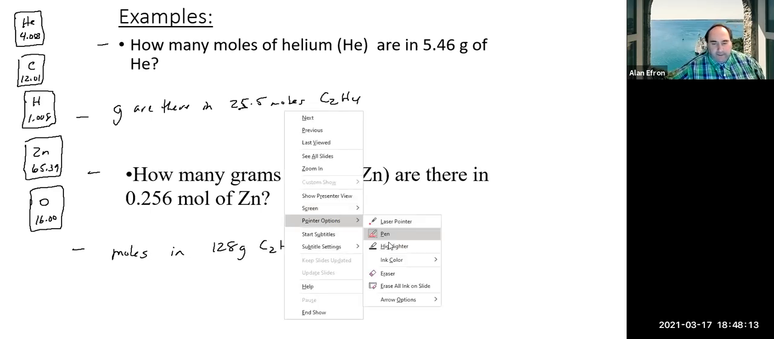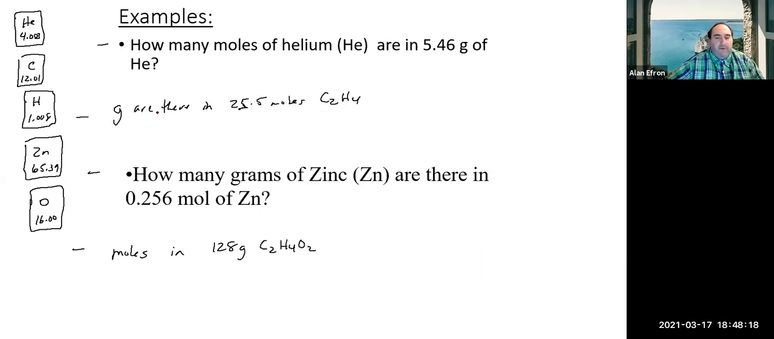See how to approach these guys as well. So first off, we want to know how many moles are there of helium in 5.46 grams of helium. The first thing we want to think of is, should I use Avogadro's number here? And hopefully the answer that you came to is no. There's no mention of atoms. There's no mention of molecules or anything like that. There's really grams and moles.